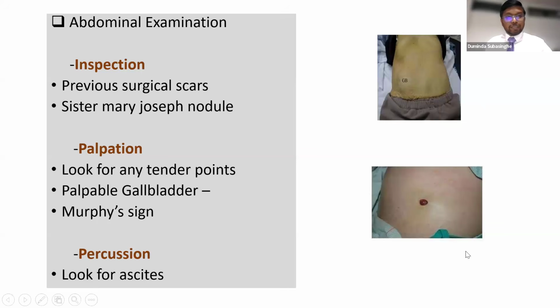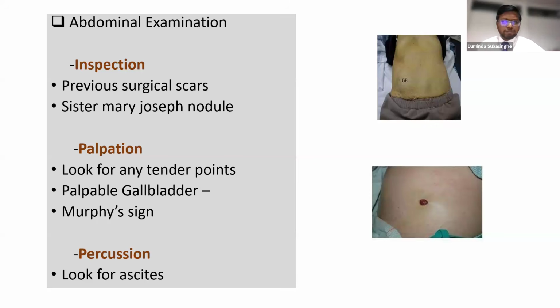So then abdominal examination again, inspection. Now inspection again, you look for the shape of the abdomen, scaphoid abdomen, abdominal distension, maybe a clue to your ascites, and then the previous surgical scars. And you know what a Sister Mary Joseph nodule is, like a sign of disseminated pancreatic tumors, right? So that's why these things are important.